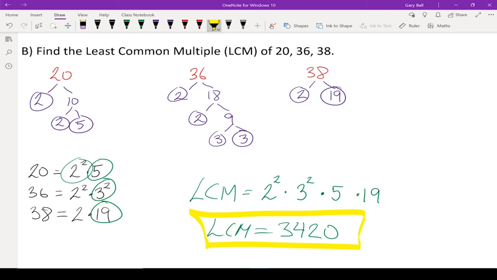You're going to want to use this second method. It would take a long time to multiply by 20s to get up to 3,420. You'll get there. It'll take more time than it's worth. So break it down into its prime factors. Use those factors to find our lowest common multiple.